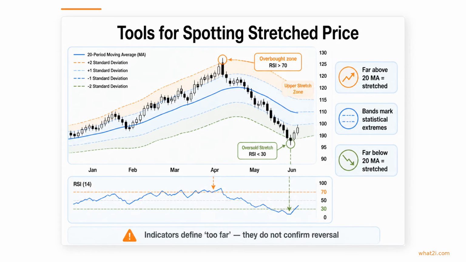Traders often use RSI readings above 70 or below 30, distance from a moving average, or standard deviation bands to spot extremes, but those tools only identify the setup. They do not prove that price is ready to reverse.